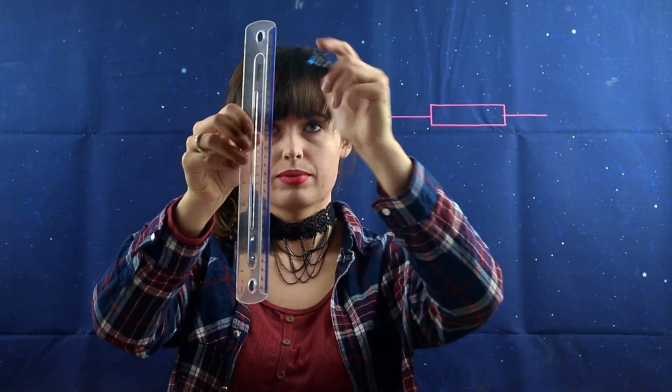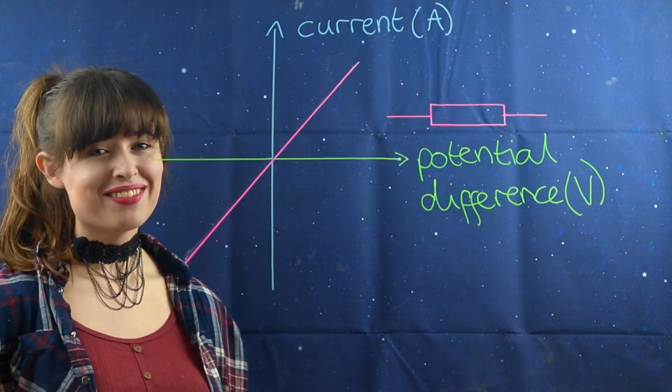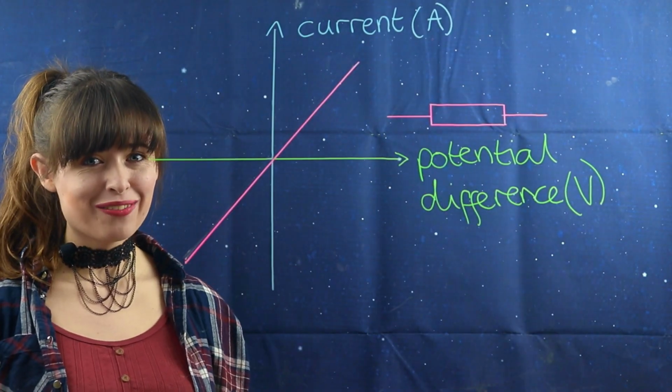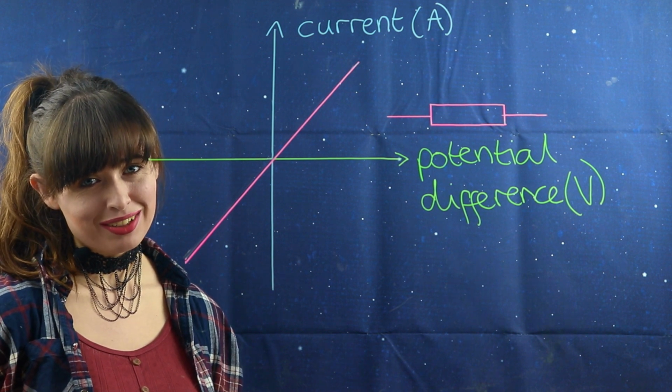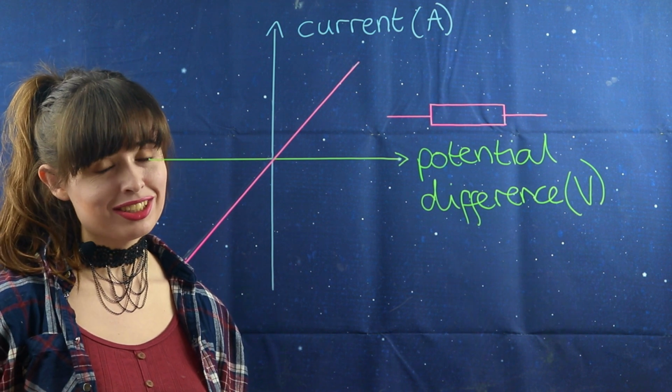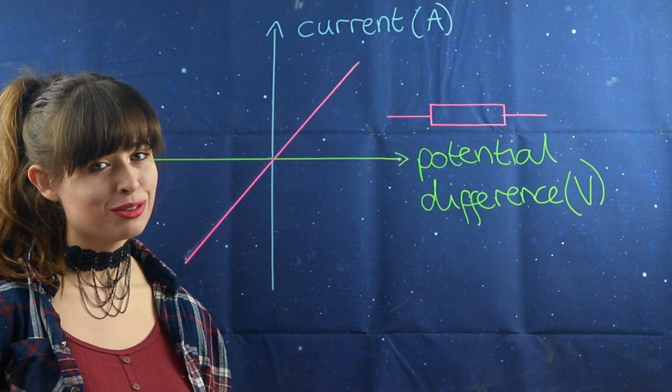Here is our first electrical component, the resistor. We are going to look at its IV graph assuming that it's at a constant temperature. Here we have the IV characteristic for a resistor at a constant temperature. An IV characteristic is just a fancy way of saying a graph of current against potential difference.